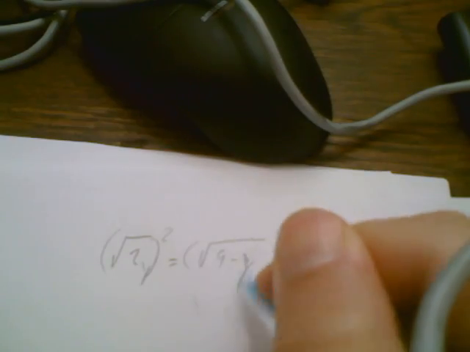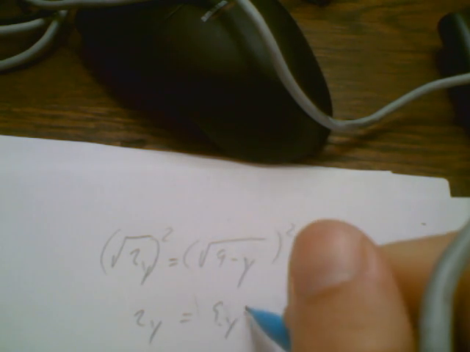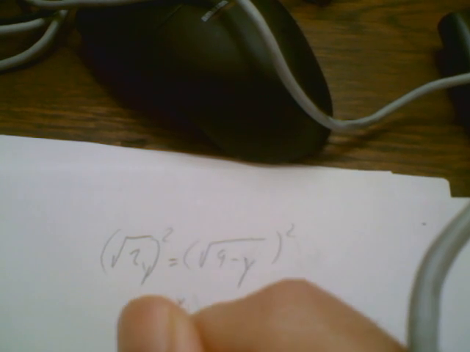Now sometimes we'll have one where we have radicals on both sides. Square root of 2y equals square root of 9 minus y. Square both sides. 2y equals 9 minus y. And then we add y to both sides. 3y equals 9, y equals 3.